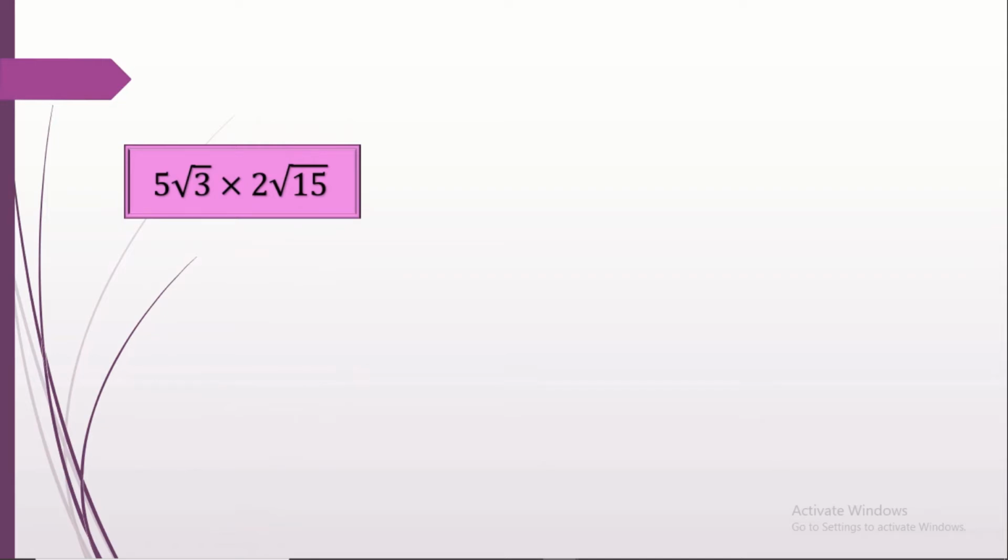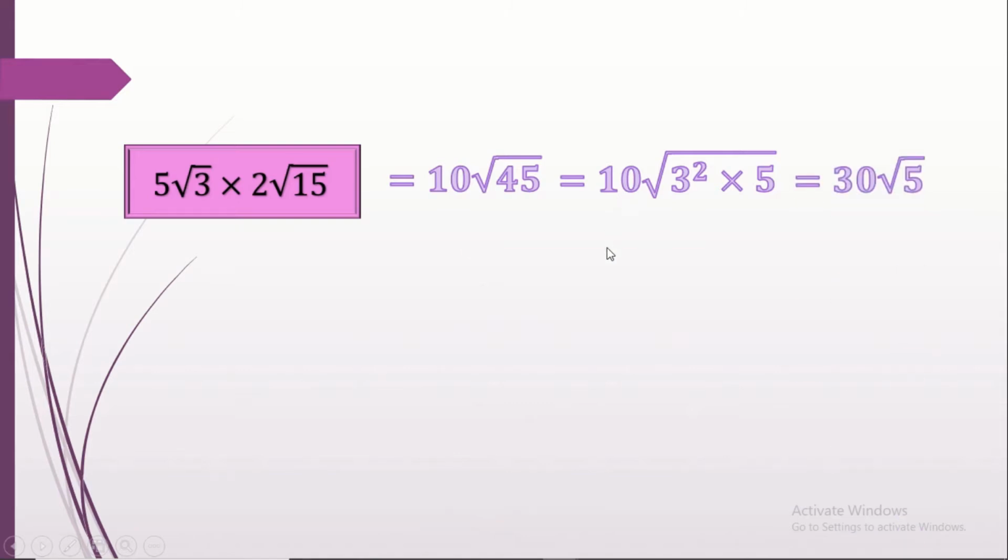For example, if we have here 5 radical 3 times 2 radical 15, we multiply numbers outside the radical. 5 times 2 is 10. Times radical 3 times radical 15 is radical 45. Then we simplify radical 45, which is 5 times 9. 9 is 3 squared. So we can write 3 outside the radical. 3 times 10 is 30. It's equal to 30 radical 5.